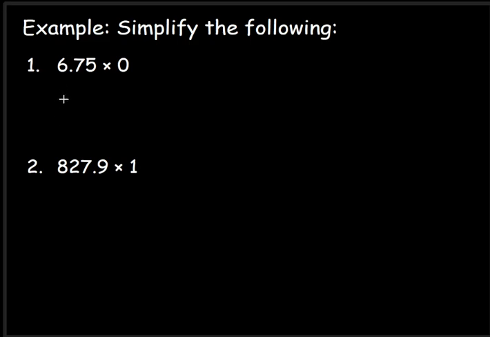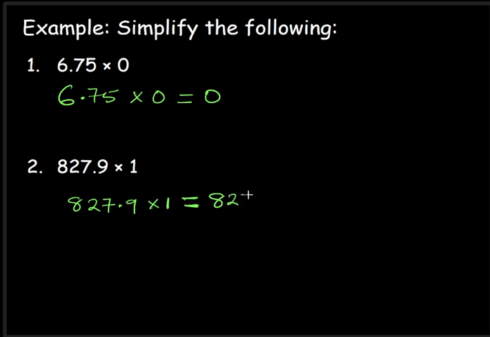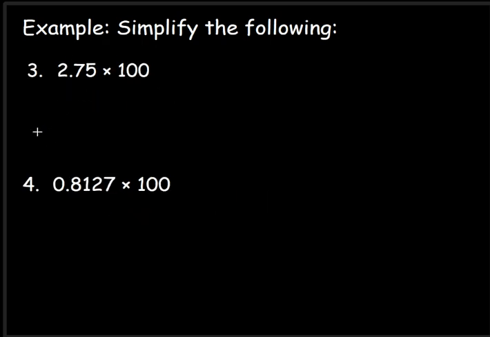Number 1, 6.75 times 0. Anything times 0 is 0, so our result will be 0. Number 2, 827.9 times 1. Our answer here will be, any number times 1 will be that same number. So that will give us 827.9.